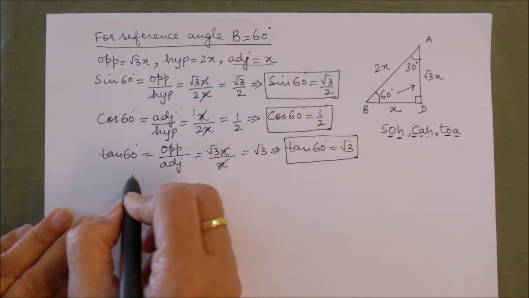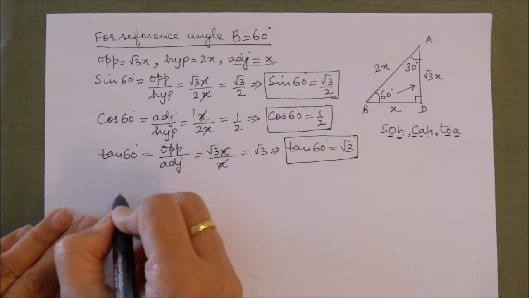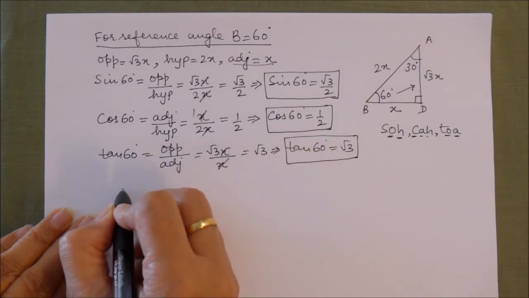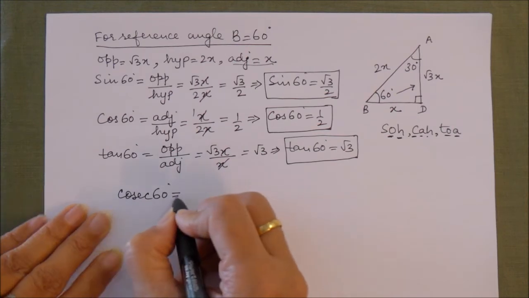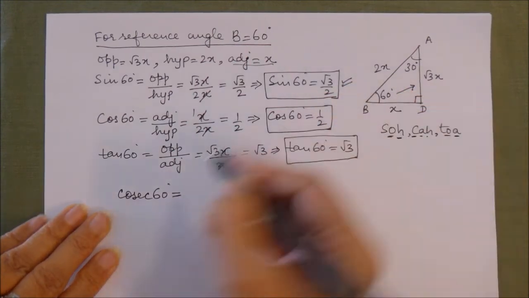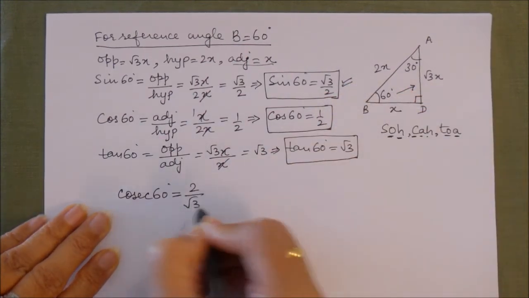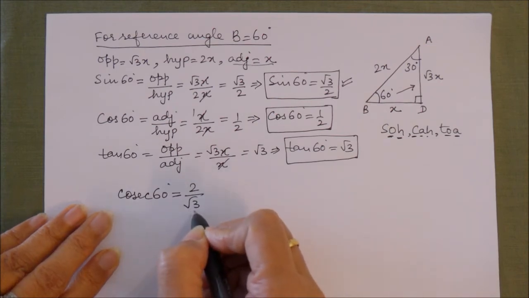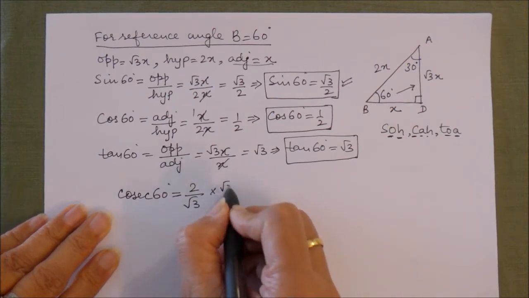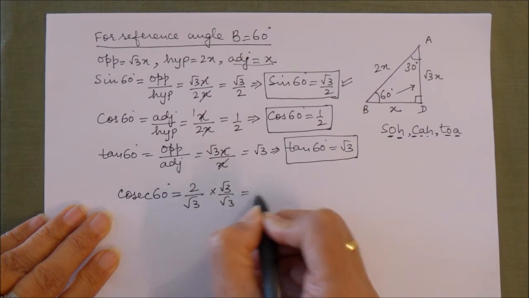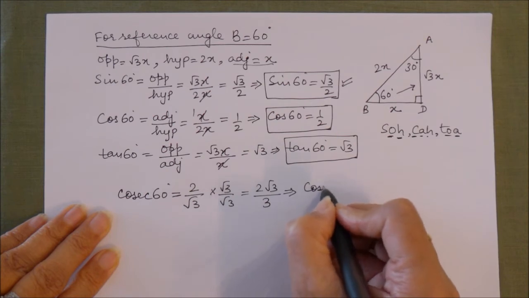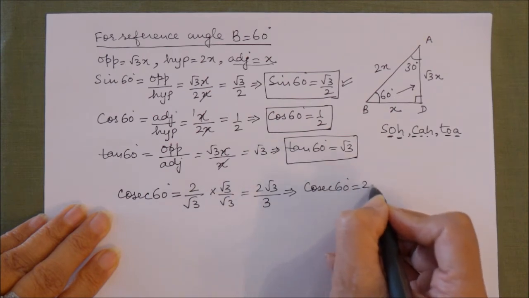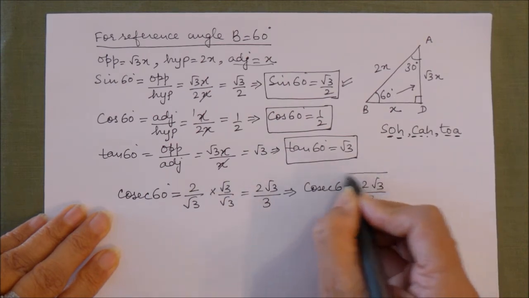Now the reciprocal ratios of sine. So sine 60 degree, the reciprocal of sine is cosecant, so cosecant 60 degree is equal to the reciprocal of this part, so it becomes 2 over root 3. Since there is a radical in the denominator, we rationalize it, which is 2 root 3 upon 3. So we get cosecant 60 degree is 2 root 3 upon 3.